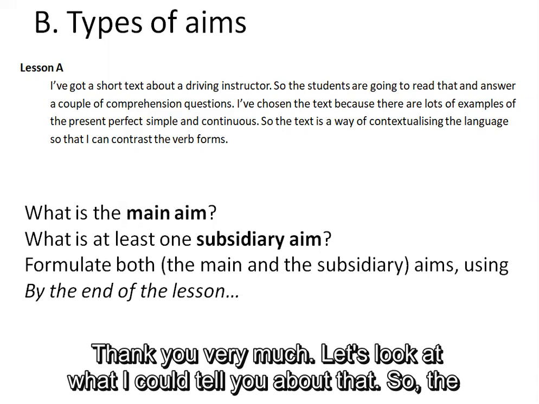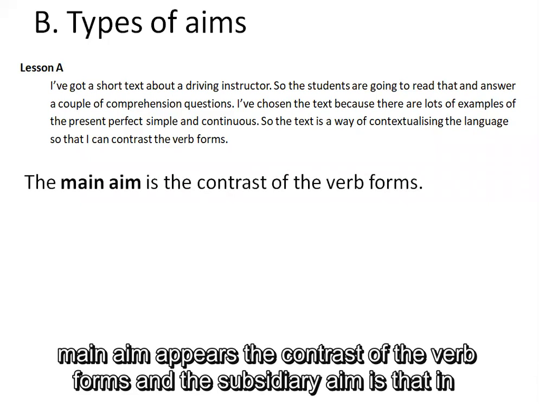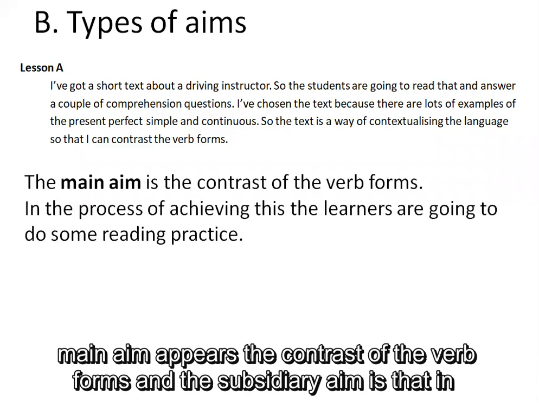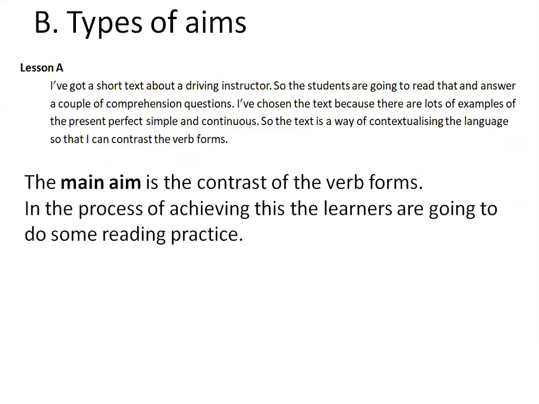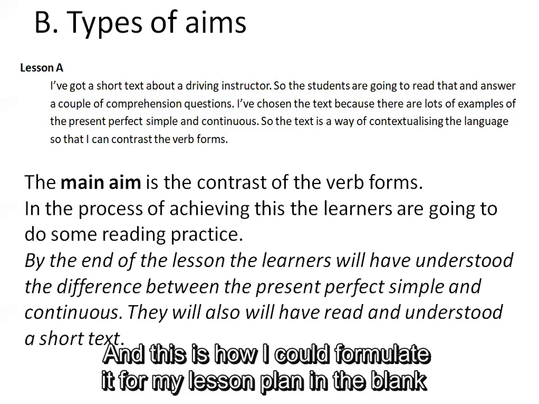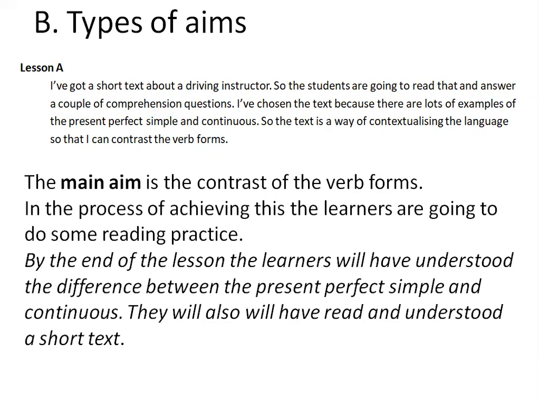Thank you very much. Well, let's look at what I could tell you about that. So the main aim here is the contrast of the verb forms. And the subsidiary aim is that, in the process of achieving this, the learners are going to do some reading practice, for example. And this is how I could formulate it for my lesson plan, where I'm going to explain the aims of my lesson.